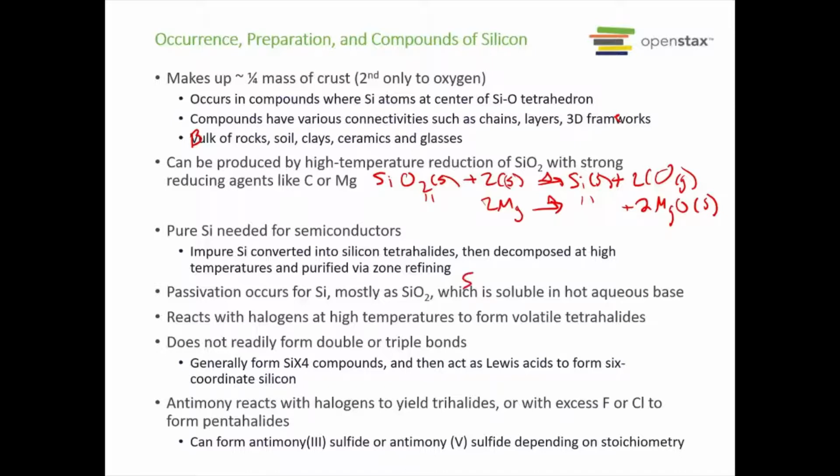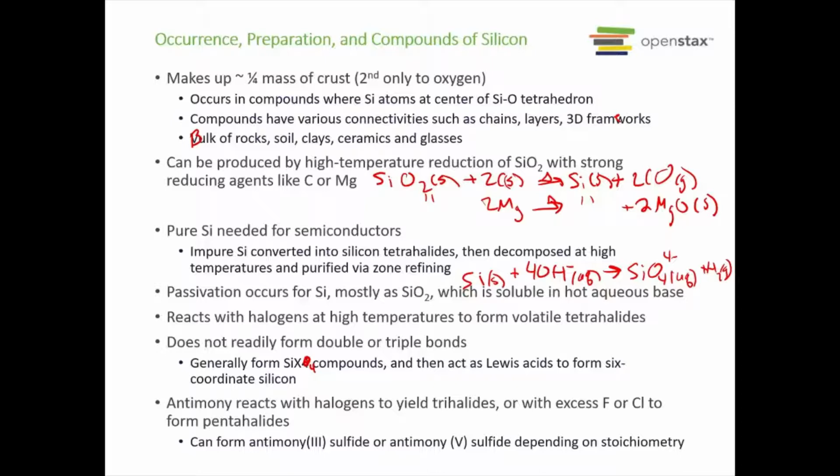with our passivation, we take some silicon and some hydroxide, and this will give us SiO4 4- and hydrogen gas. Again, it'll also react with halogens to make these volatile tetrahalides, such as silicon tetrafluoride. It does not actually form double or triple bonds very easily. It's generally going to form SiX4 compounds, where X means a halide, so SiF4, SiCl4, and then it can act as Lewis acids to form 6-coordinate silicon instead of forming double and triple bonds.